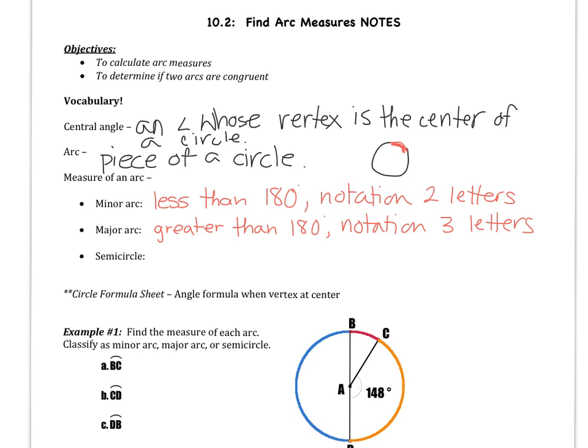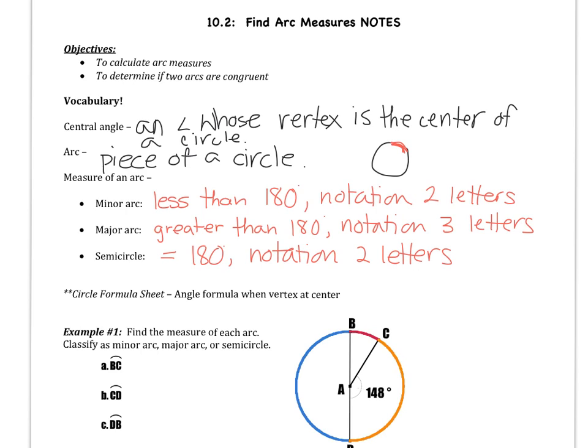A semicircle is half of a circle, so hopefully you all know that a circle has a measure all around of 360 degrees, so this will equal exactly 180 degrees, and its notation will also have 2 letters.